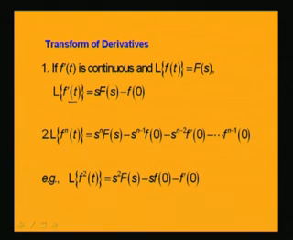For example, if you want to find the Laplace transform of d square f by dt square, it will be equal to s square F(s) minus s f(0), here n equals 2, so 2 minus 1 equals 1, minus, n equals 2, so 2 minus 2 equals 0, so s to the power 0 equals 1, into f dash(0). So, the Laplace transform of f double dash(t) equals s square F(s) minus s f(0) minus f dash(0).